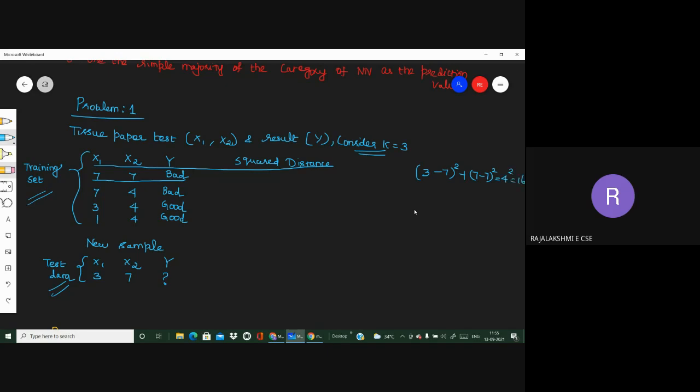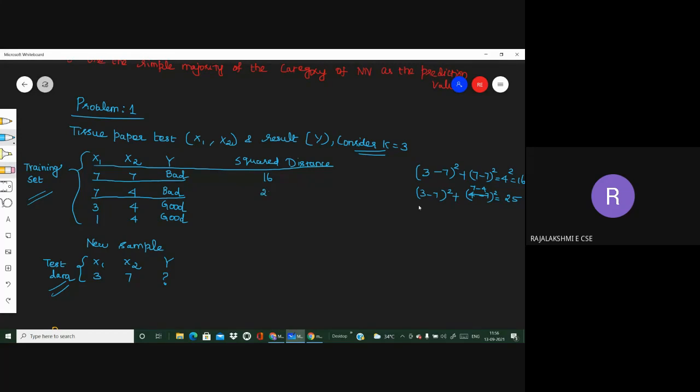Similarly, you have to calculate for the second sample. You calculate 3 minus 7 the whole square plus 4 minus 7 the whole square, or 7 minus 4 the whole square. So 16 plus 9, which is 25. What is the meaning of that? It is 25. Is everyone sleeping?